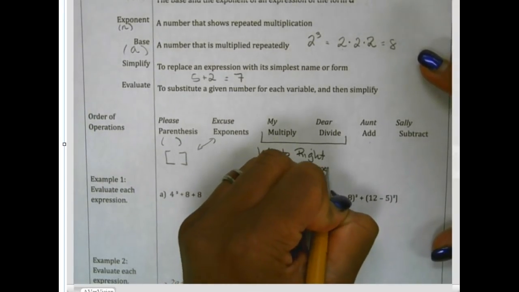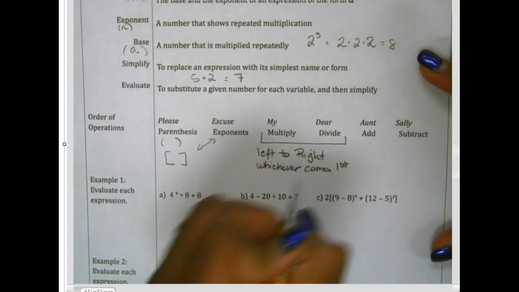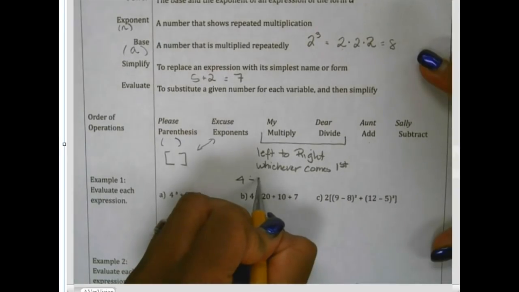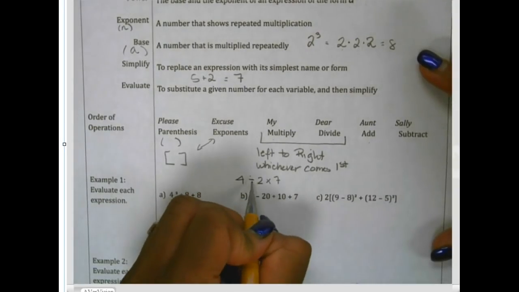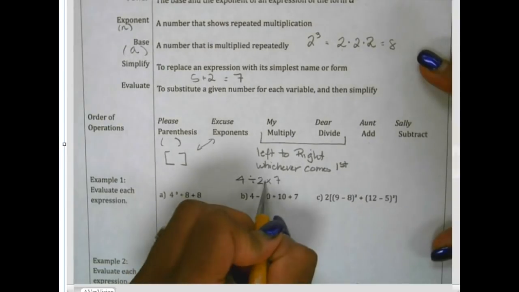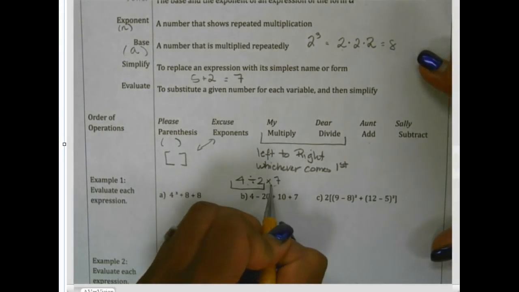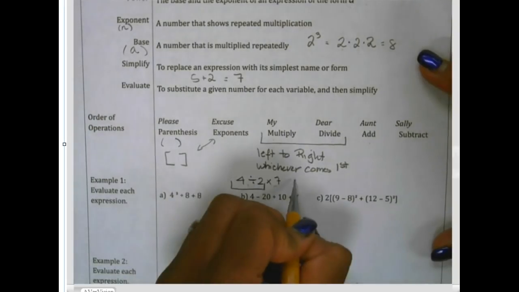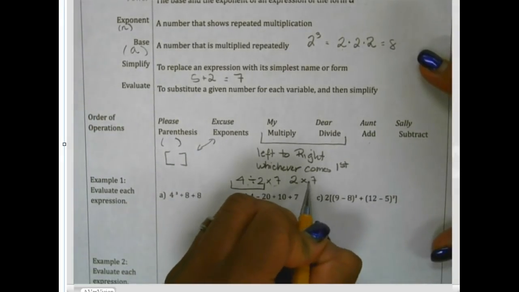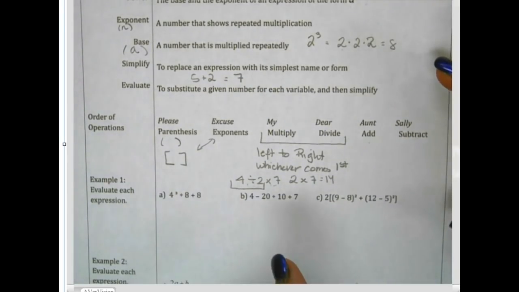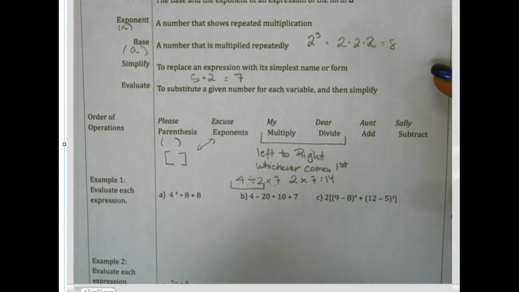Whichever comes first. For example, if I have 4 divided by 2 times 7, well, PEMDAS is saying, hey, you got to multiply these two first. I'm telling you, that's a lie. They lied to you. What I'm supposed to do is, from left to right, division comes before multiplication. So I'm supposed to divide 4 by 2 and then multiply by 7, which is when I would get 14. Try it the other way, you're going to get another answer, and that other answer is going to be wrong.